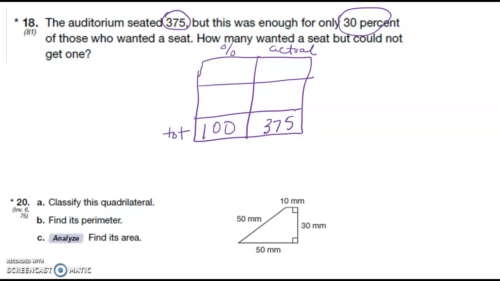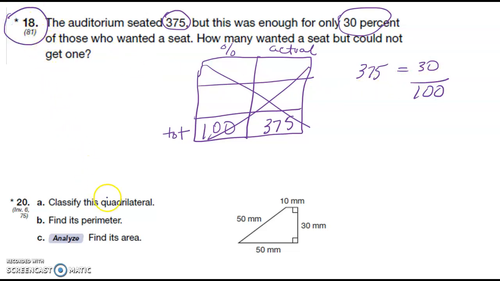Nope, this is not working right. 30%. Nope, I did something wrong. Don't do this. So if 375 was 30%, let's come back to this one. For some reason, my brain's not doing it this morning.